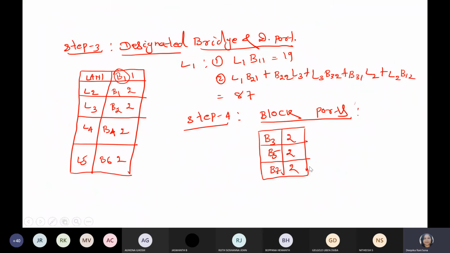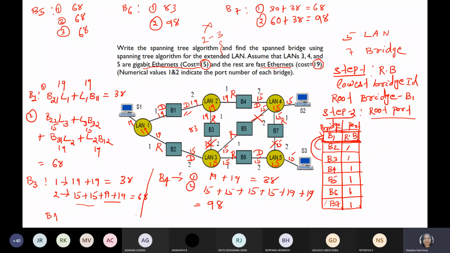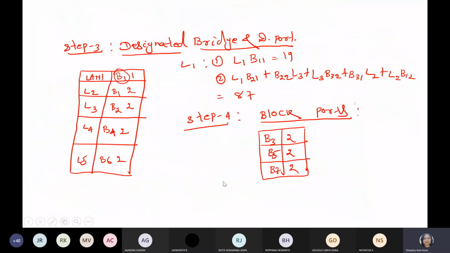See, I left that marking for B7, but from the table I can easily check that the root port was there, but I didn't mark it. That's why I'm telling you guys, you have to check your table also. Don't only refer to your figure; sometimes you might have marked wrong. If you check your table and figure simultaneously, you can easily find your occupied ports and unoccupied ports, which are your block ports. Okay, so these are the block ports.